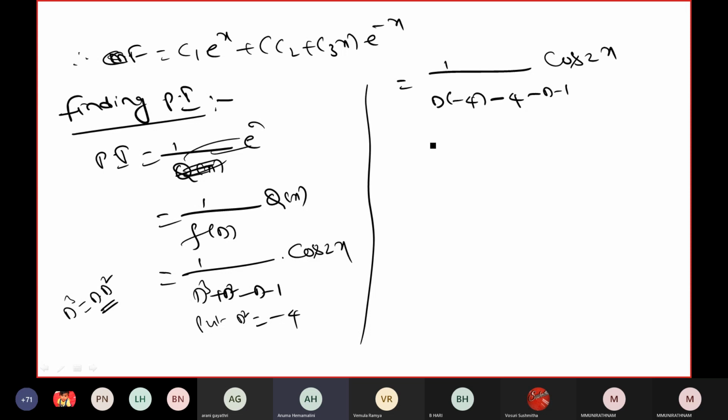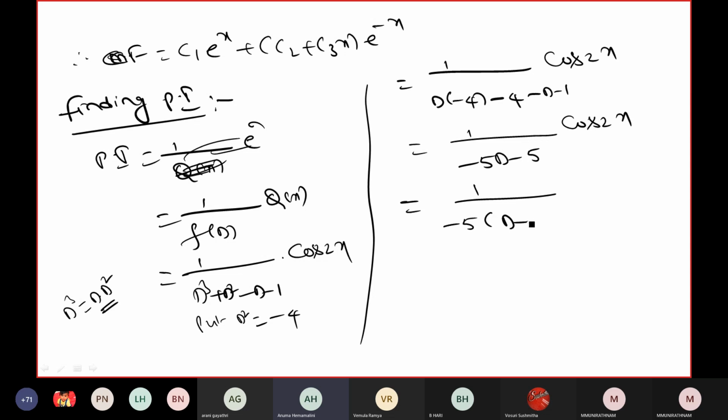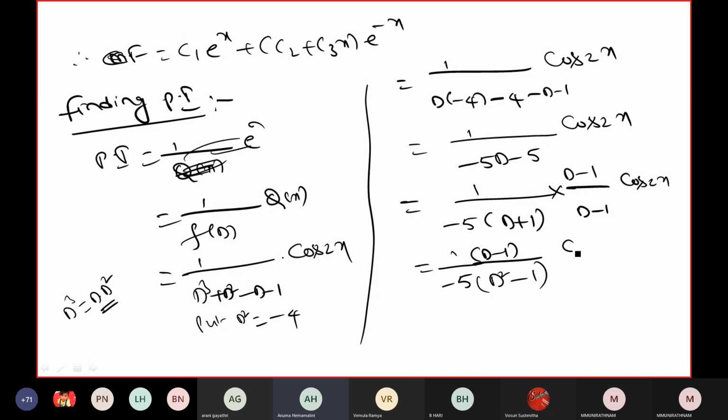Okay na? So this is minus 5D minus 5 cos 2x. So denominator లో D ఉంది కాబట్టి రేషనలైజ్ చేయాలి, మీకు తెలుసు. Minus 5 ని కామన్ చేస్తే D plus 1. D plus 1 రేషనలైజింగ్ ఫ్యాక్టర్ is D minus 1. కామన్ చేయకుండా కూడా రేషనలైజ్ చేస్తారంటే చేయొచ్చు మీ ఇష్టం. న్యూమరేటర్ లో D minus 1 అలాగే ఉంది, డినామినేటర్ లో D square minus 1 cos 2x. So again put D square is minus 4.